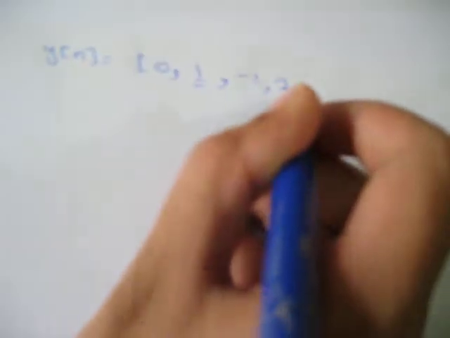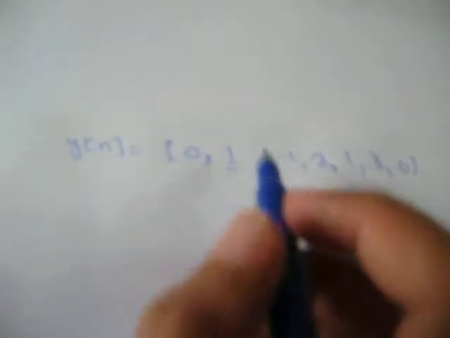And finally we conclude that y of n will be equal to 0, 1, this is our index, minus 1, 2, 1, 3, 0. Now as you know, this is y of 0, this is y of minus 1, this is y of 1, and this is y of 2, and so on.